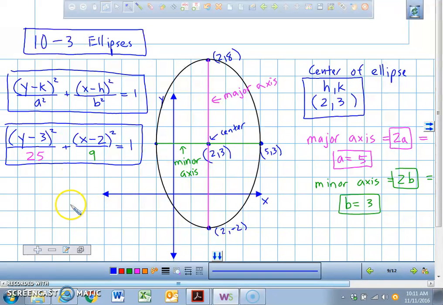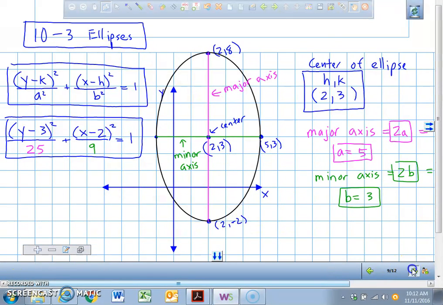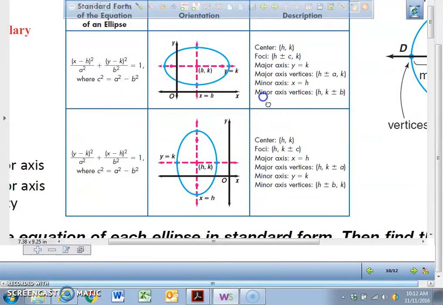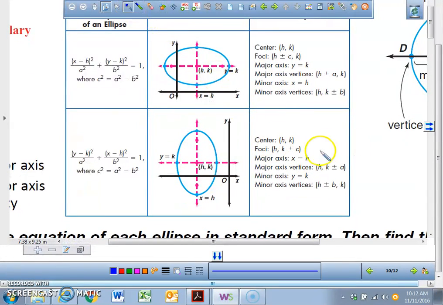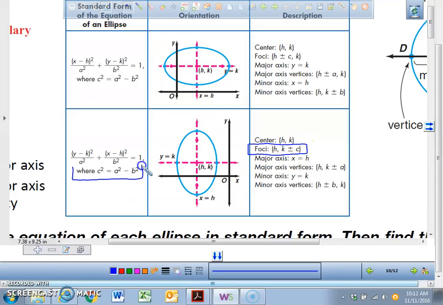Then we're going to find what's called the foci. Now, I'm going to go over here, and I want you to notice something really important. Do you see where it says foci (h, k plus or minus c)? So I want you to write this down in your journal: c squared equals a squared minus b squared. And I want you to write foci (h, k plus or minus c). Make sure you put that in your journal right now.